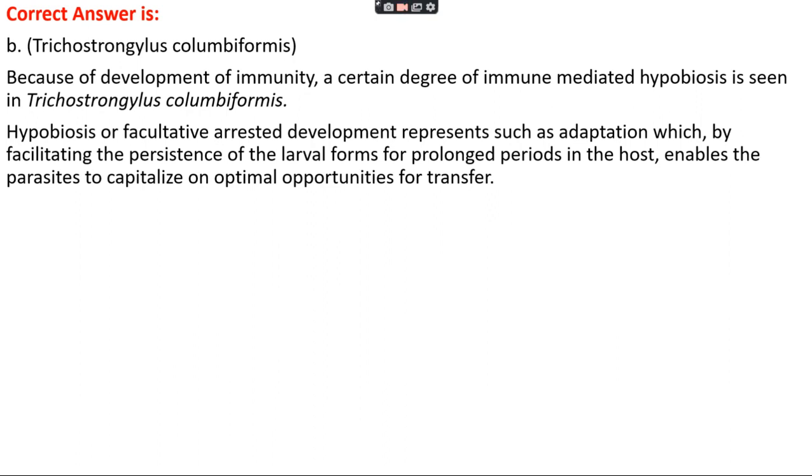Because of this development of its immunity, a certain degree of immune mediated hypobiosis is seen in case of Trichostrongylus colubriformis. Okay. We all know that this hypobiosis is seen in case of Trichostrongylus colubriformis. Let's know about this. What is this hypobiosis? Hypobiosis is actually that facultative arrested development.